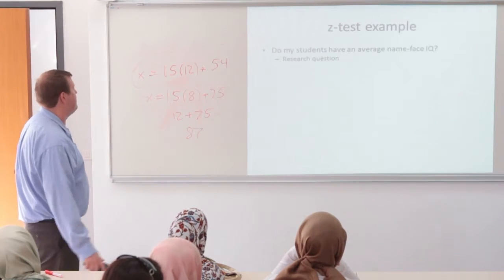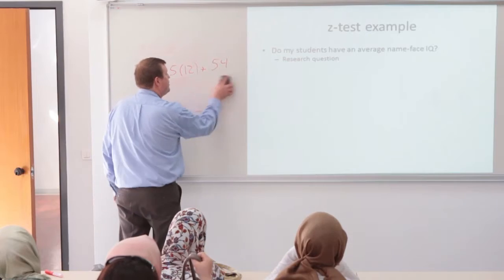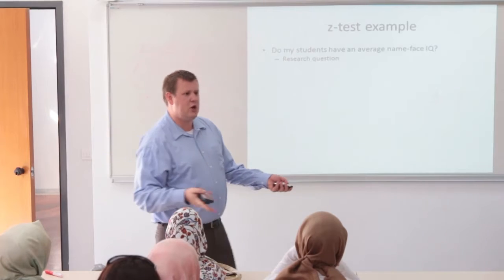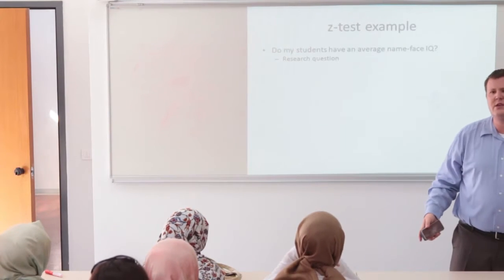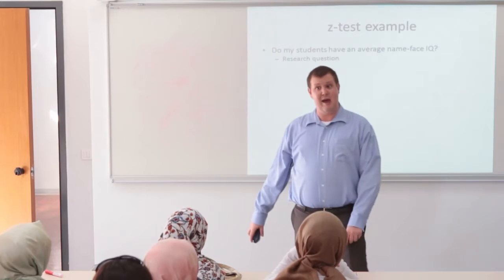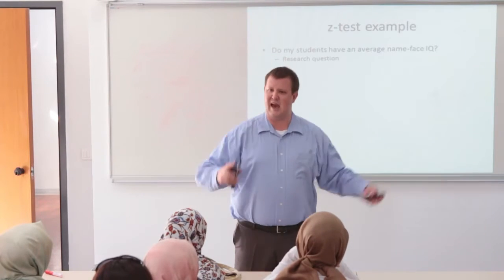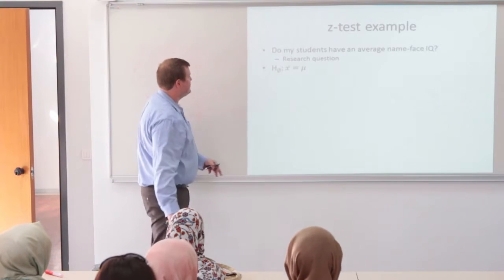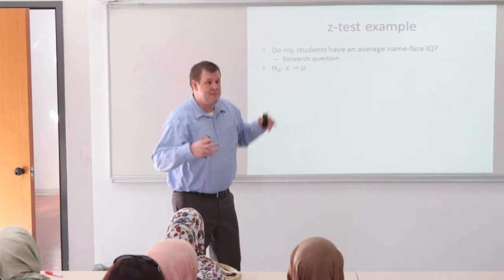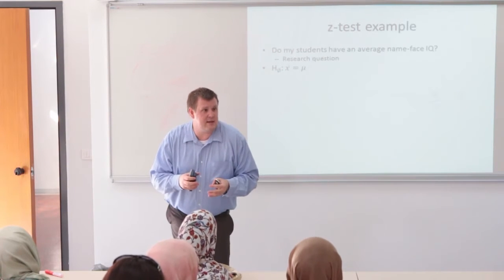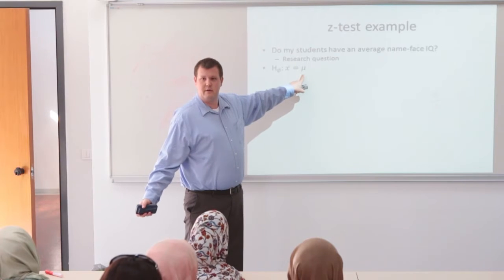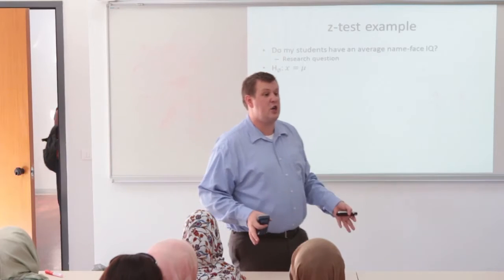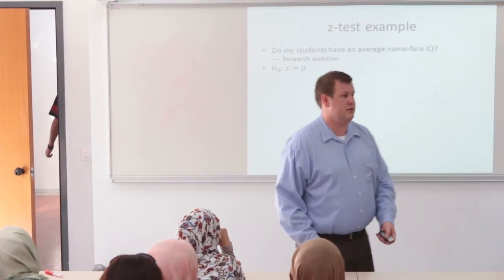Okay, so now let's do an example with a z-test. So a lot of you guys did this name, face, IQ test recently, and you sent me the IQ scores that you got. Now I want to know, do my students have an average name, face, IQ? So the null hypothesis, I don't know why the bar didn't show up, is that the mean of my students is equal to the mean of the population. Right? Which population? The population mean of IQ for face name IQ scores.